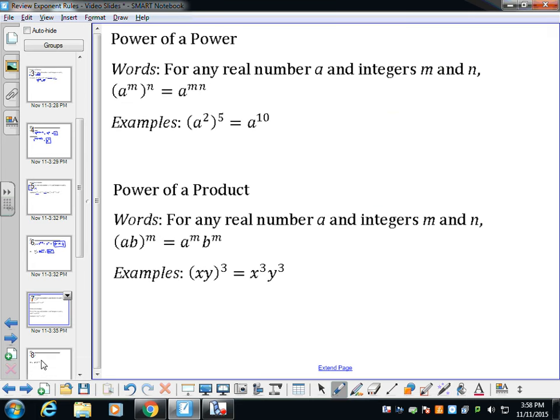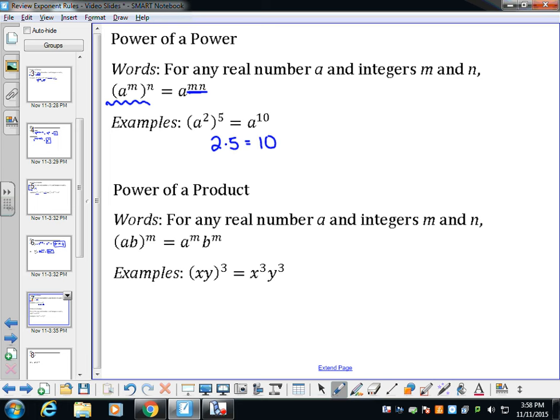The next two rules are power of a power and power of a product. The first one is if I have some base being raised to an exponent and that whole quantity is being raised to an exponent, then what I do is I simply multiply my two exponents together. And in that example, I have a squared to the fifth. That just equals a to the 10th, okay, because obviously 2 times 5 equals 10.